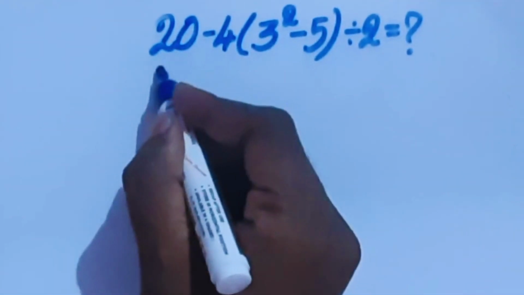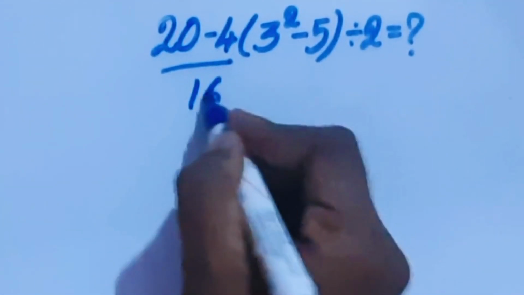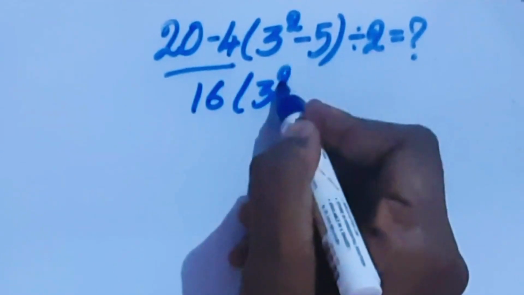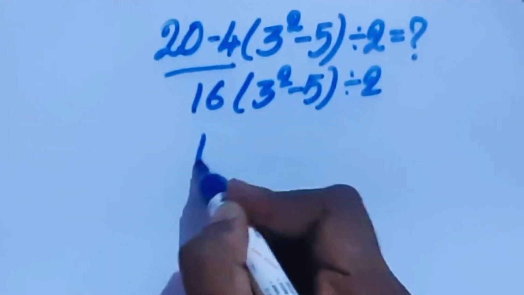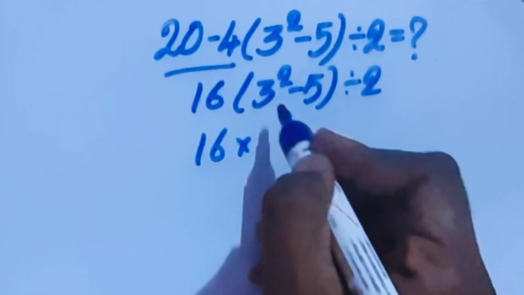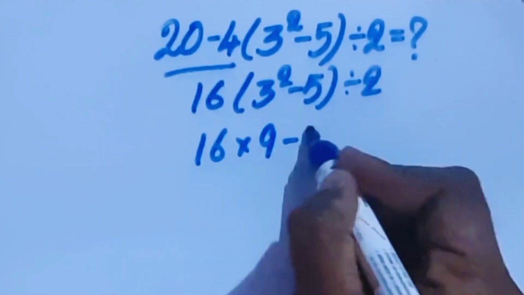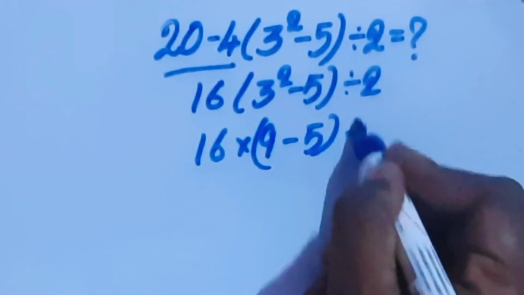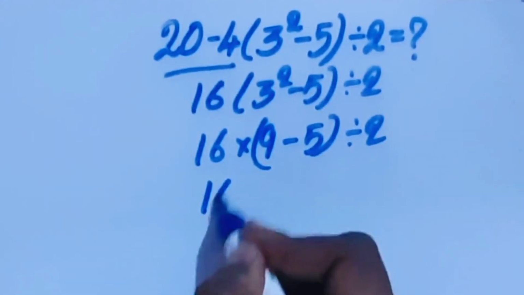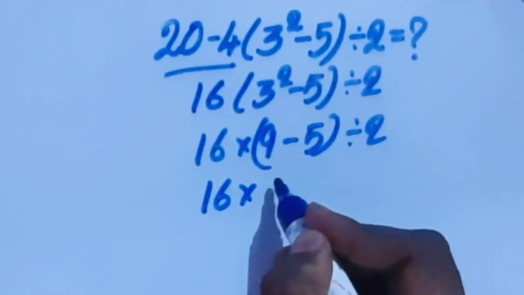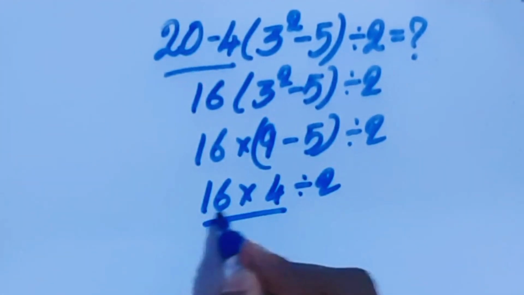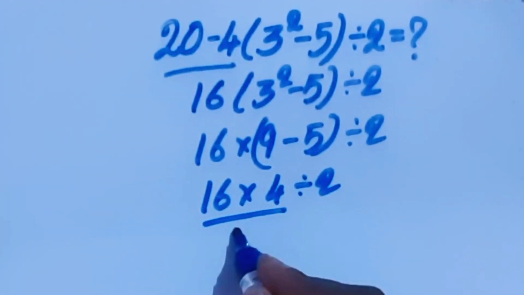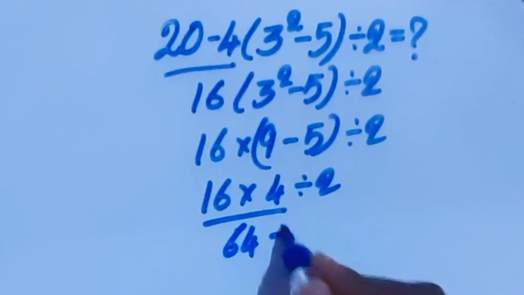Hi guys, here 20 minus 4 is 16 times 3 square minus 5 in bracket divided by 2. Here 16 times, here 3 square is 9 minus 5 in bracket divided by 2. Here 16 times 9 minus 5 is 4 divided by 2. Here 16 times 4 is 64 divided by 2.